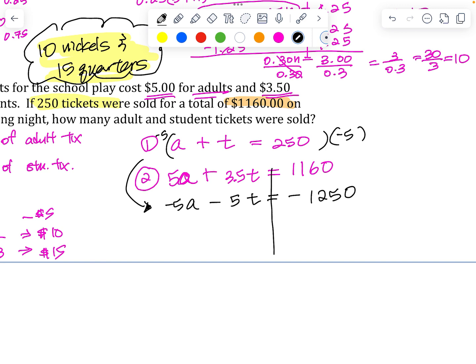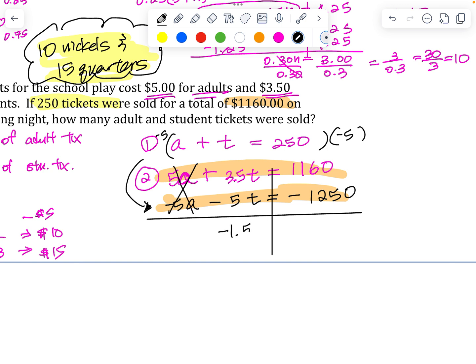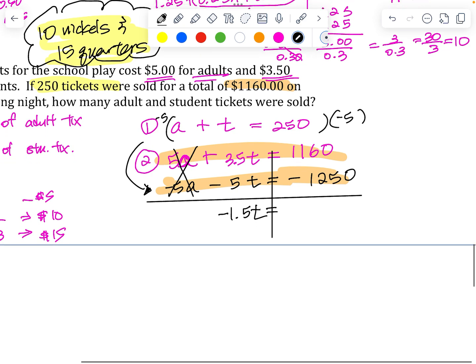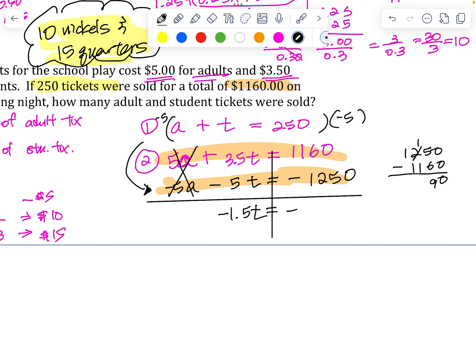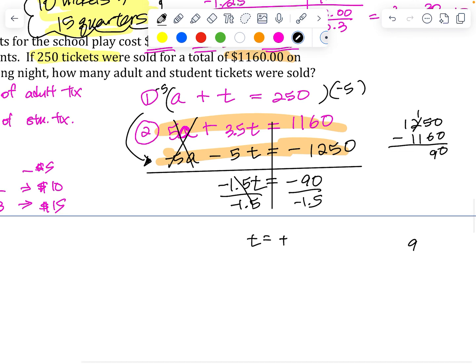So we add up the 2 equations now, this one and this one. There we go. That can be eliminated. And then I end up with negative 1.5T equals negative 1250 plus 1160, which is negative 90. Divide both sides by negative 1.5. T equals positive 90 divided by 1.5.